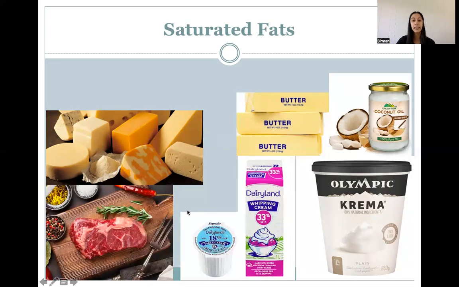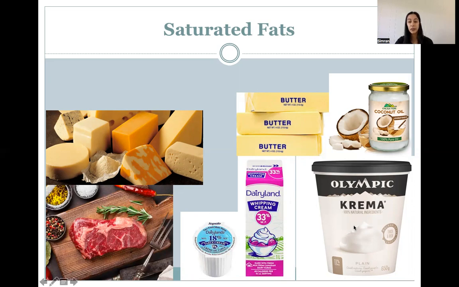We also see saturated fats in cream. So this is something common that's added to coffee. Trying to aim for milk instead would be a better choice. Also, of course, in whipping cream, as you can see, 33% milk fat, which is very high. We see that quite often in desserts or even specialty lattes.